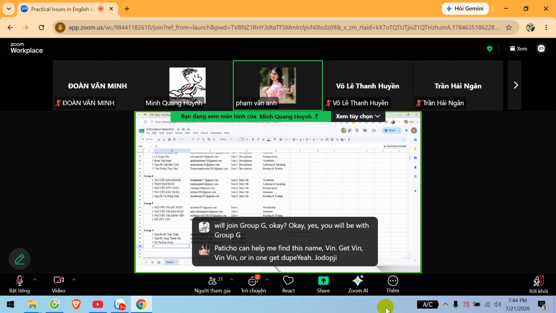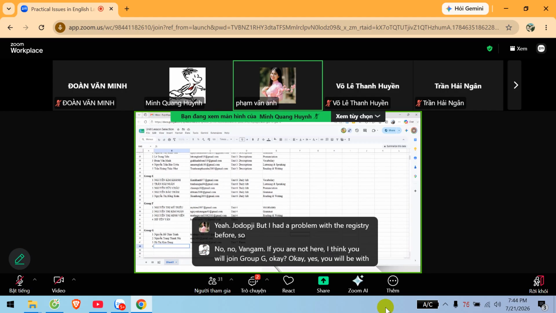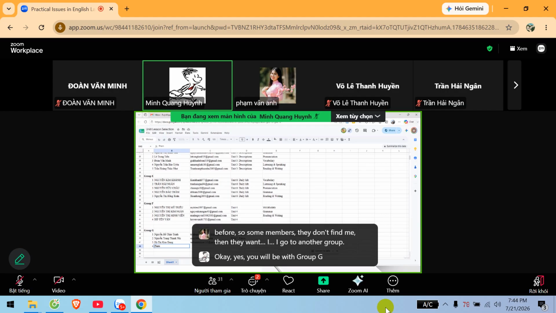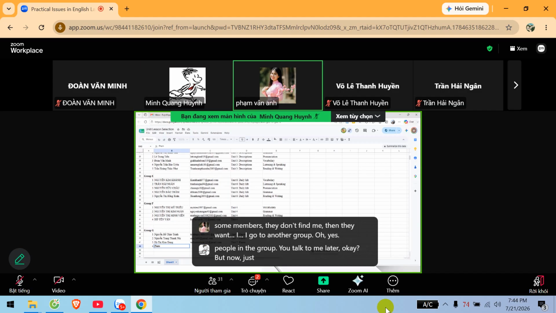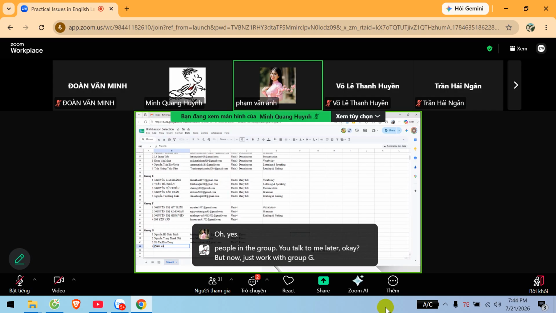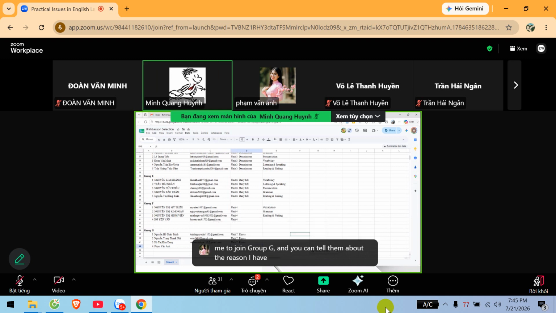But I had a problem with the group G before. So some members don't like me, then they want me to go to another group. No, you have to join group G because group G has only 3 people, and in our class we need 4 people in a group. You talk to me later, okay? But now just work with group G. Okay, teacher. Thank you, teacher. So now can you help? Teacher can help me to join the group G, and you can tell them the reason I have to join this group for me, please. Okay.